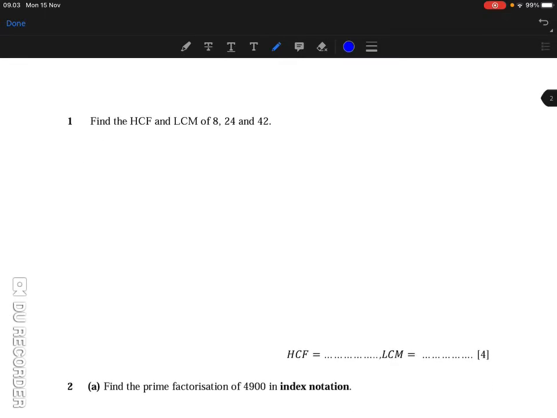Okay. Now let's move on to number 1 here. Find the HCF and LCM of 8, 24, and 42. Before we move on to the HCF and the LCM, I need you to make the prime factors. So we have 8, 24, and 42. You may use the table or the tree factor, yeah. We have 8 divided by 2, you will have 4. Divided by 2, you will have 2. Don't forget to circle it. So you will have 8 is equal to 2 to the power of 3, because there are 3 number 2.